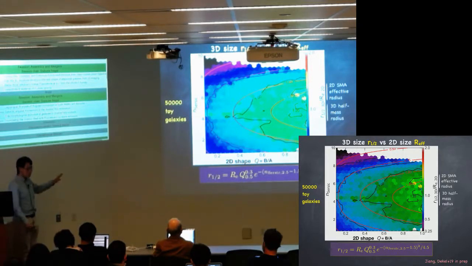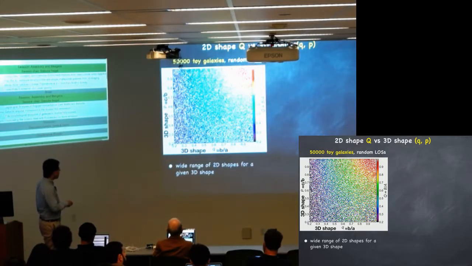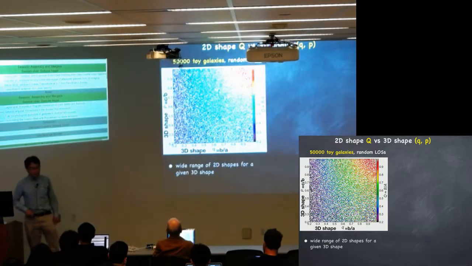But again, this is all in the average sense. For individual galaxies, 2D size and 3D size can differ dramatically, so shapes can also differ dramatically. So this is the 3D shape P versus the 3D shape Q. P is the ratio between the minor and intermediate axes, and Q is the ratio between the intermediate and major axes. The color is the observed 2D shape, capital Q, b over a.